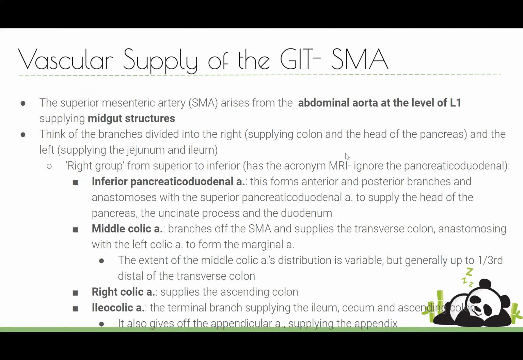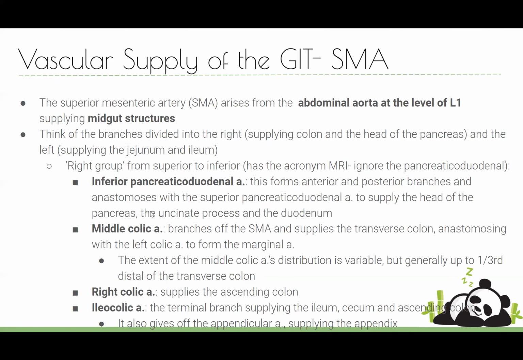Okay, so the vascular supply of the SMA. This arises from the level of L1, supplying midgut structures. The way I thought of it was a right side and a left side. This is not actually how they look in real life, it's just how I drew it in a diagram, so keep that in mind. But the right group, to me, supplies the colon and the head of the pancreas, and the left supplies the jejunum and the ileum. The right group has the acronym MRI.